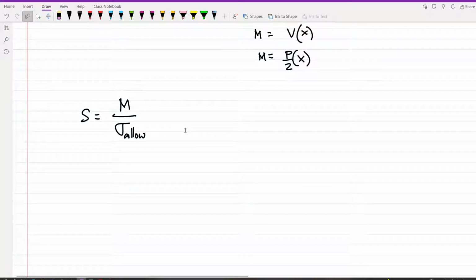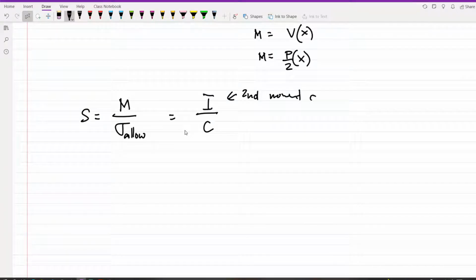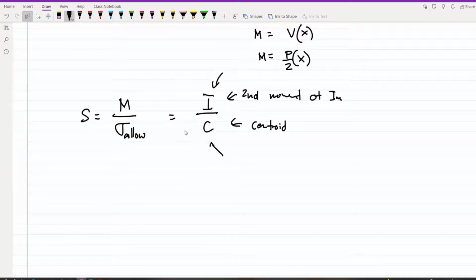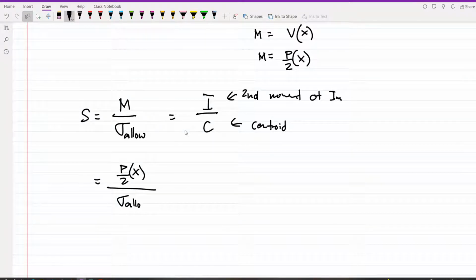Tapos, may formula din tayo from previous na ang S is lagi namang I over C. Ito yung second moment of inertia, tapos ito yung centroid. Dito meron tayong BH, so may H dito, may H din dito. Kung titingnan natin, ang M natin is P over 2x over sigma allow is equal to I over C.